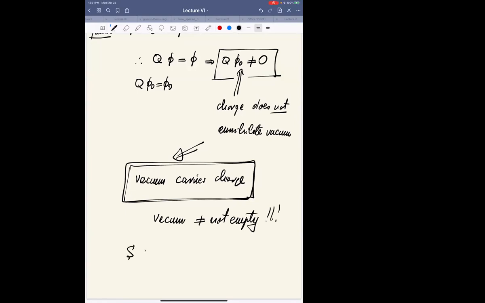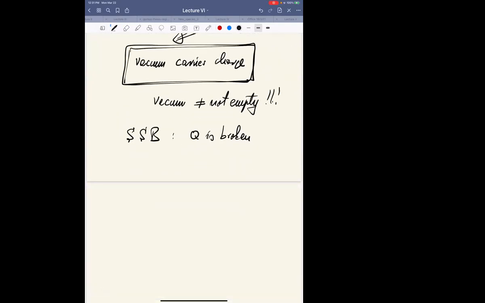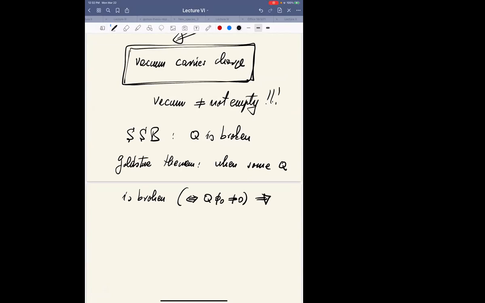This is the idea of spontaneous symmetry breaking. What happens is, for spontaneous symmetry breaking, Q is broken, we say. It does not annihilate vacuum. So the Goldstone theorem, whose proof was completed actually by Goldstone, Salam, and Weinberg, says every time some charge Q, whatever, is broken, which is equivalent to saying that Q phi zero is not zero, you will have a Nambu-Goldstone boson associated with Q.